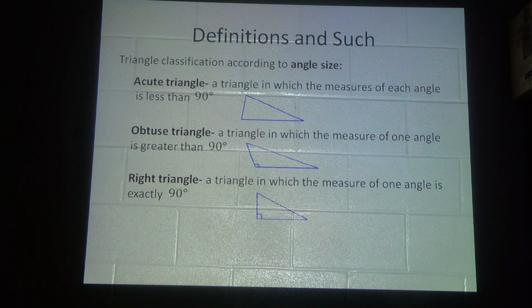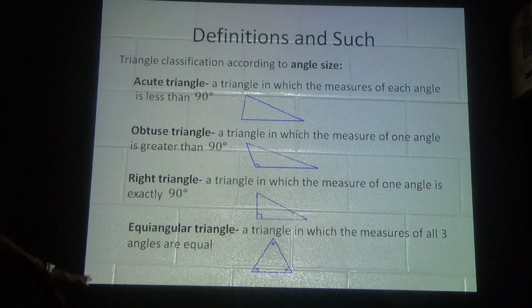Okay? That's the 3 types of triangles that you have. Oh, and they also threw in this one, an equiangular triangle is a triangle in which the measures of all 3 angles are equal. Okay?